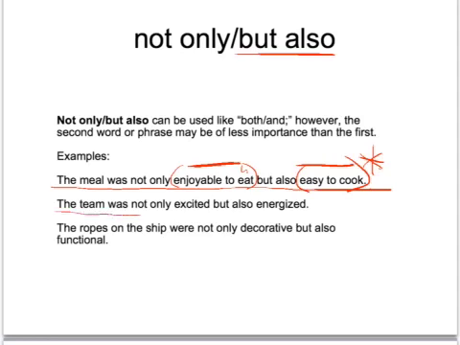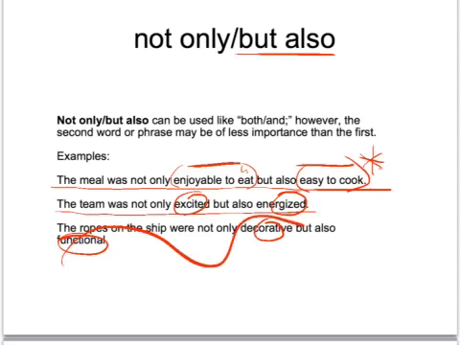The next one, the team was not only excited, but also energized. Basically, excited and energized are of equal value. And the ropes on the ship were not only decorative, but also functional. This might even have gone the other way. The ropes on the ship were not only functional, but also decorative, meaning the ropes have to be there. They serve a function on the ship. Without the ropes, you couldn't run the ship. But they're also decorative. I should have switched these around, but you get the point. Decorative and functional, both adjectives, basically of equal value. Decorative actually is a little bit of a less important value, so I probably should have put it second.